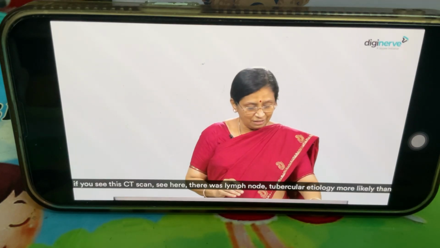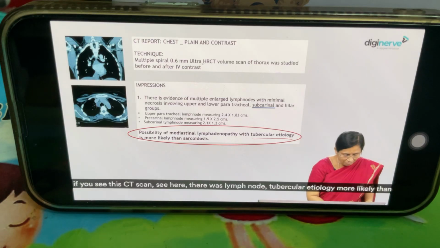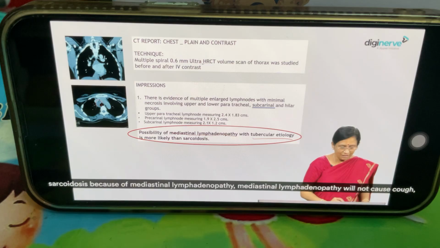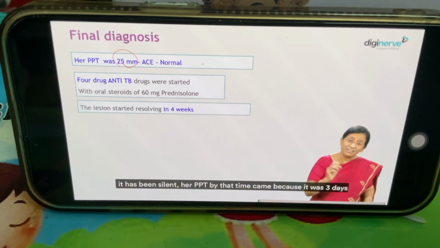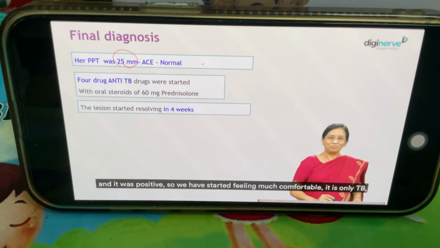If you see this CT scan, see here, there was a lymph node. Tubercular etiology more likely than sarcoidosis because of mediastinal lymphadenopathy. Mediastinal lymphadenopathy will not cause cough. It has been silent. And the PPD by that time had come, because it was 3 days. And it was positive. So we started feeling much more comfortable. It is only TB, Mantoux is positive.